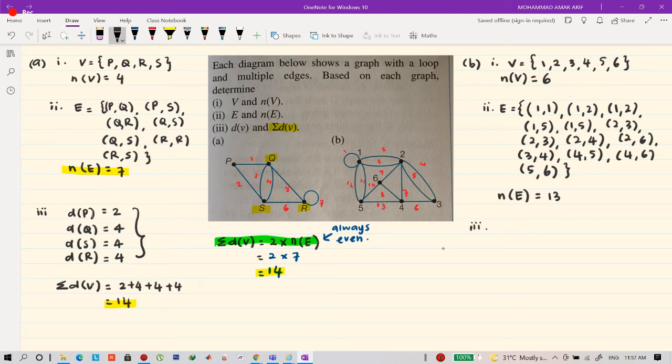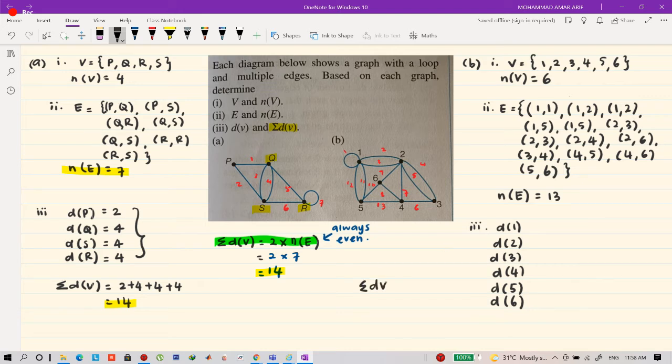So we have 6 vertices, so we have to do it manually here. So D1, D2, D3, D4, D5 and D6. But then we can still use the formula, it's not wrong.